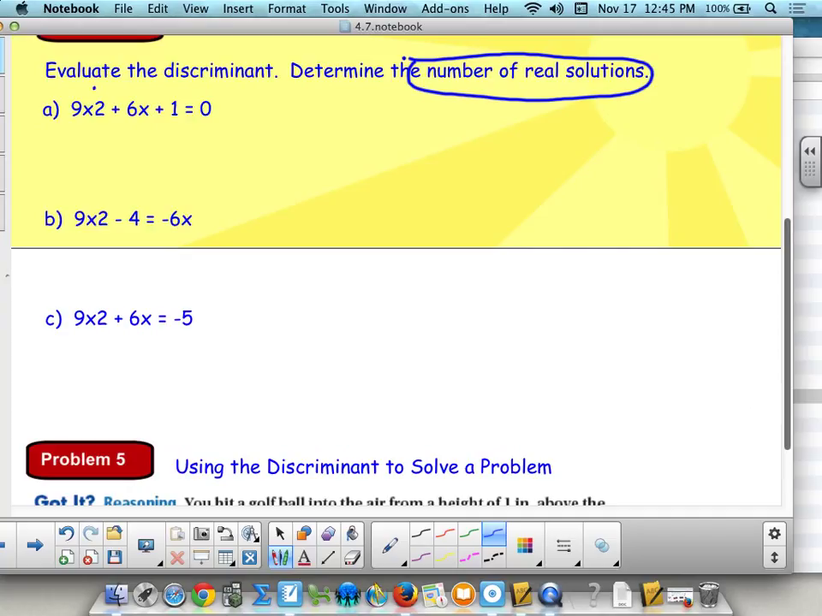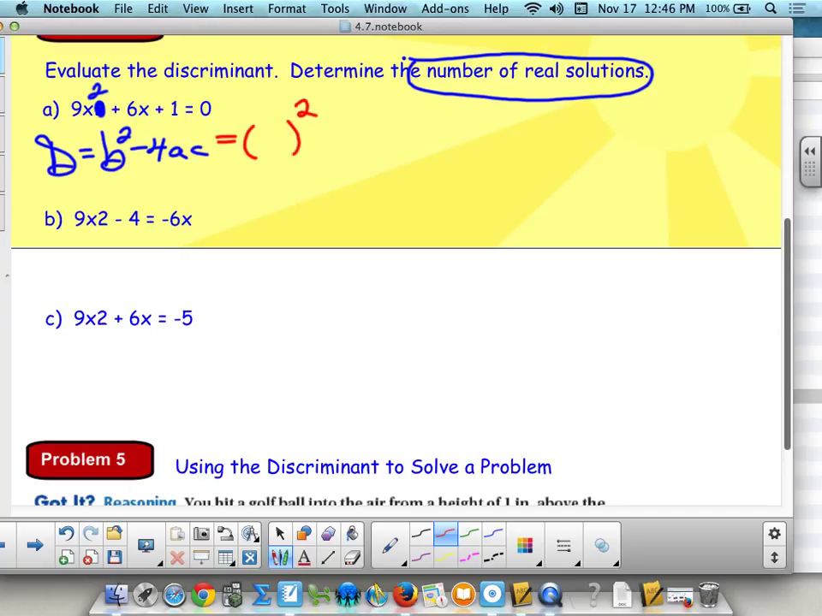Sorry, this is messed up. 9x squared plus 6x plus 1. Okay, what's the discriminant? We should know. It's just the number inside the radical, right? That's all it is. Go ahead, work it out.